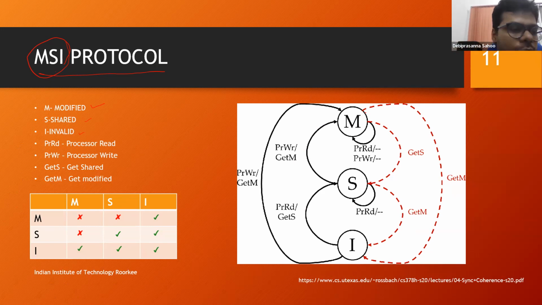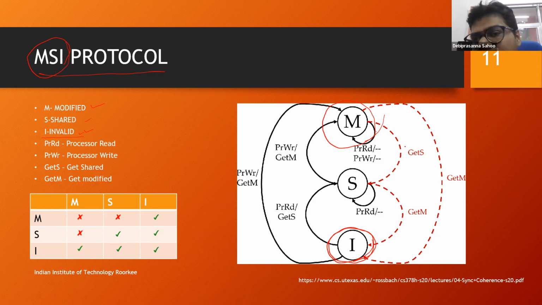Okay, so now, as we discussed earlier, I means invalid state. That means that the line is not present inside the cache. We already saw M. M means modified state. That means that the line is present inside the cache and it has seen one write operation, at least one write operation.